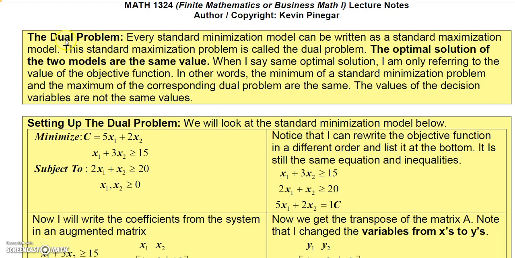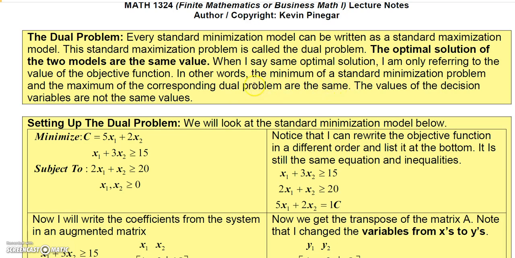So what is the dual problem? Well, every standard minimization model can be written as a standard maximization model, and this standard maximization problem is called the dual problem. And it turns out that the optimal solution of the two models are the same value. Now when I say optimal solution, I'm only referring to the value of the objective function. In other words, whatever the minimum of the standard minimization problem is, it'll be the same as the maximum of the corresponding dual problem.